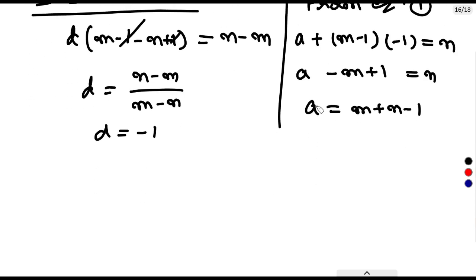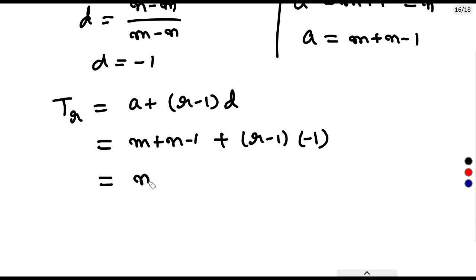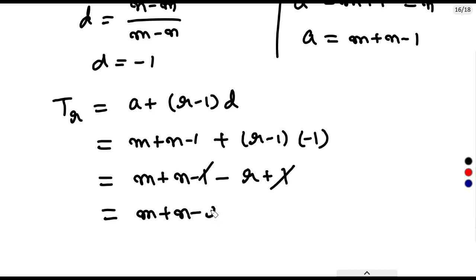We have to find rth term. rth term will be a plus r minus 1 into d. a और d की वैल्यू आप पुट कर दीजिए. a is m plus n minus 1 and d is minus 1. rth term is m plus n minus r. यही हमें प्रूव करना था.